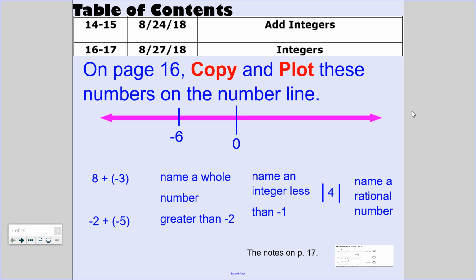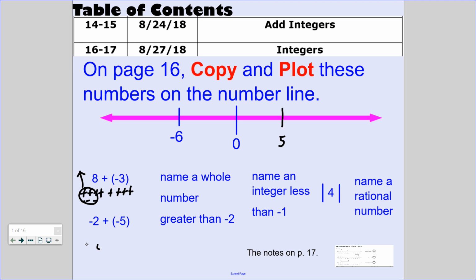So we see a -6. Let's look at our first one. We want to do it in order. 8 plus -3. I could model it with 8 pluses and -3. This represents 0 pairs, so it's 5. This is a number line. Negative is to the left of 0, to the right of 0 are positive, so 5 will probably be here.